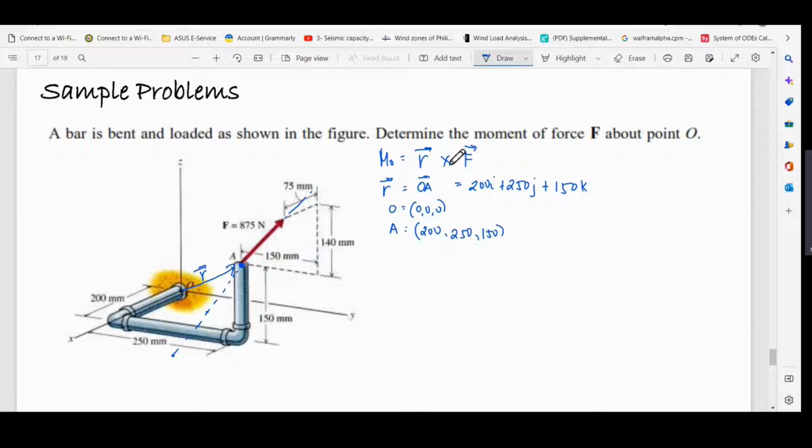Next is to convert our force F into its equivalent Cartesian vector. So, paano pa natin kino-convert? We have force, the magnitude, multiplied by the unit vector.